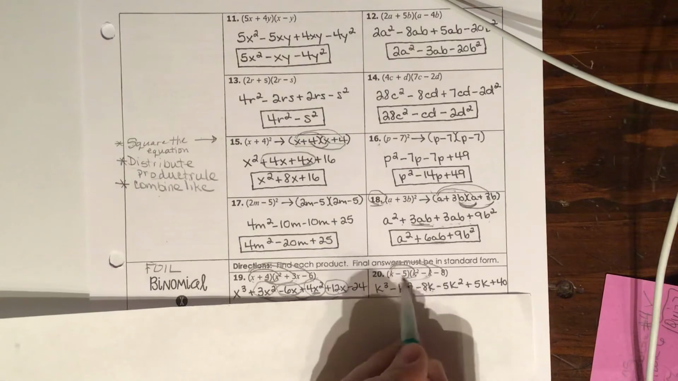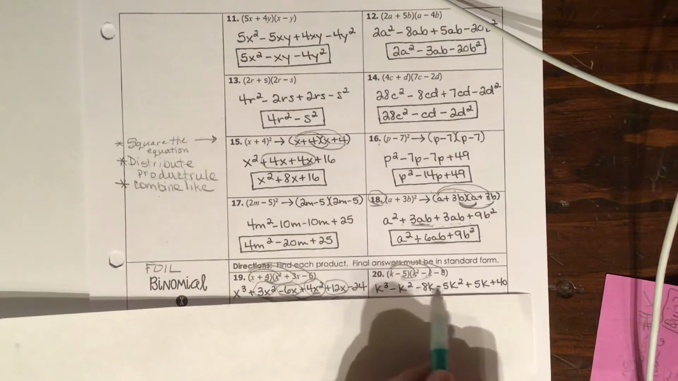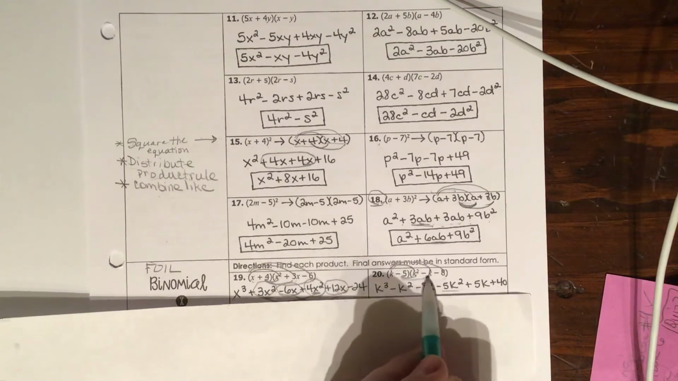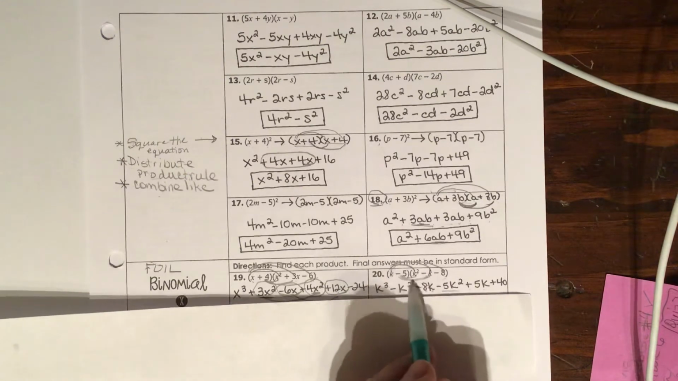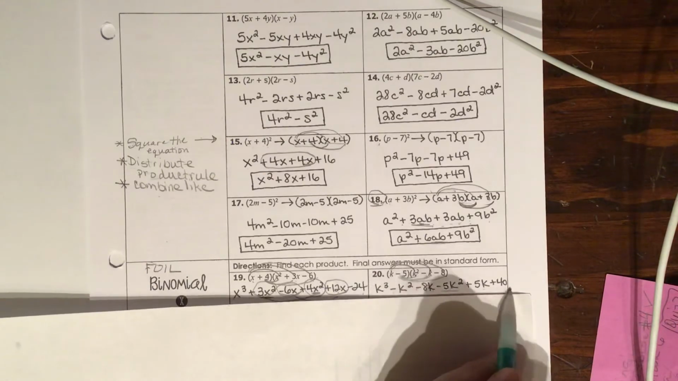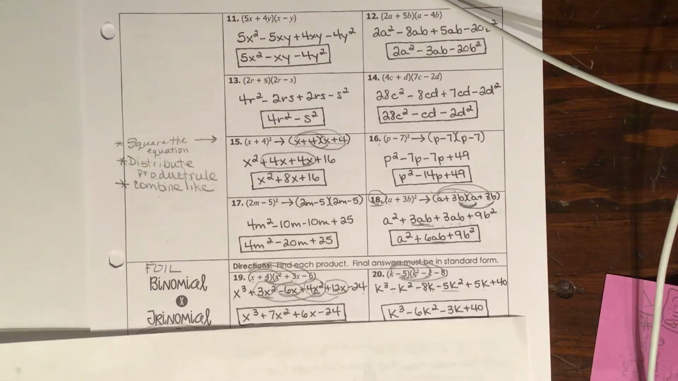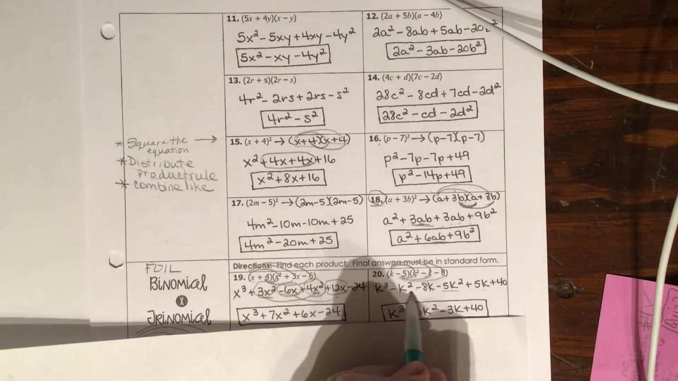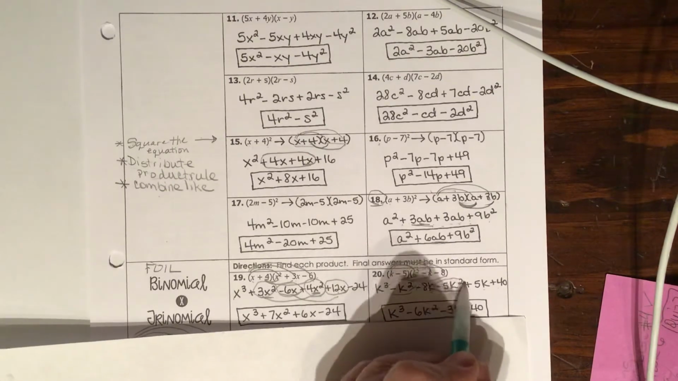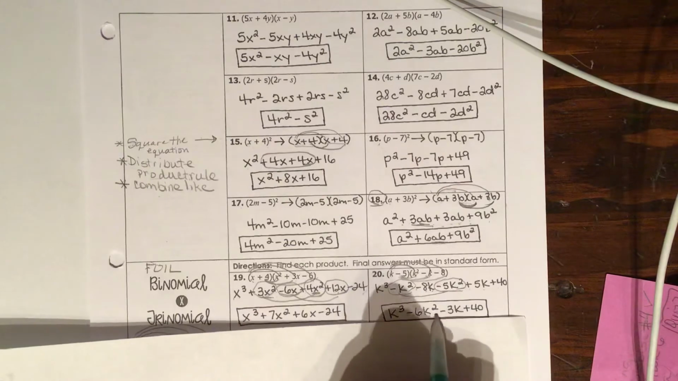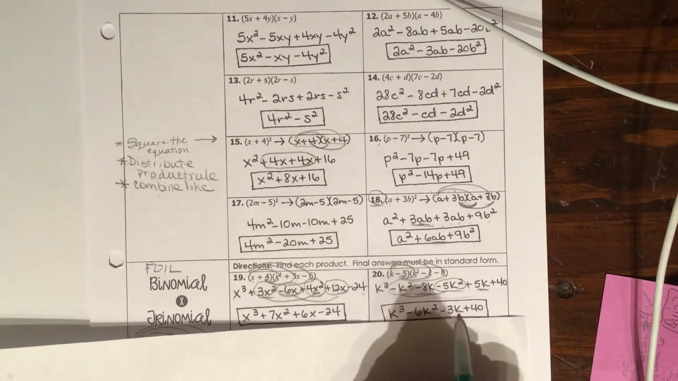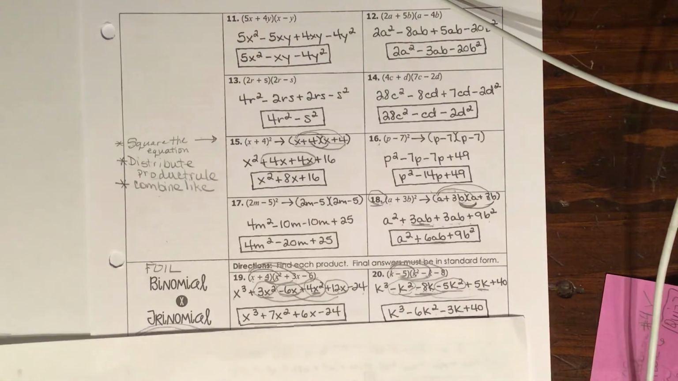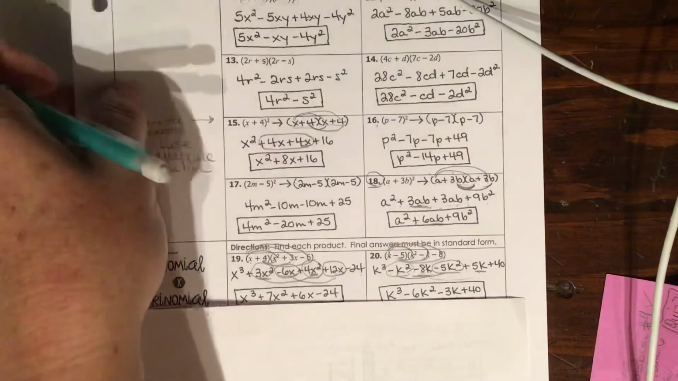1, 2, and 3. So you have 5k squared. You have 5, a negative and a negative make a positive, positive 5k. Negative times a negative makes a positive 40. So you combine your like terms. This one goes with this one. It's negative and negative, makes a negative 6k. Negative 8k and positive 5k is negative 3k, and you have 40. And that's how you do number 20.